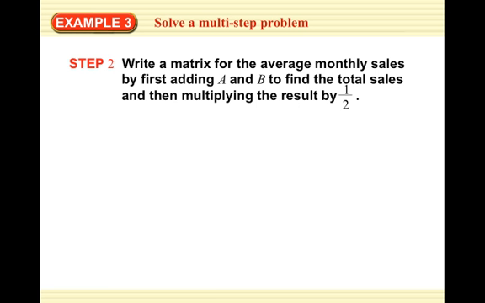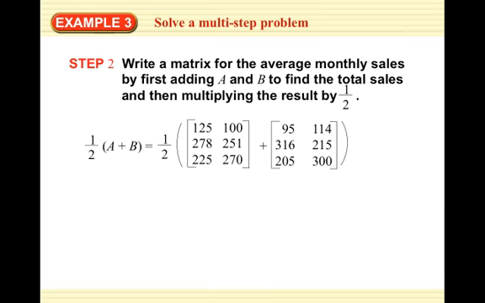All right, step 2, we're going to write a matrix for the average monthly sales by first adding A and B to find the total sales and then multiplying the result by a half. Now normally when we find averages we talk about dividing by 2, but we don't really have division for matrices, so a way around that is by multiplying by a half, because dividing by 2 is the same thing as multiplying by a half.